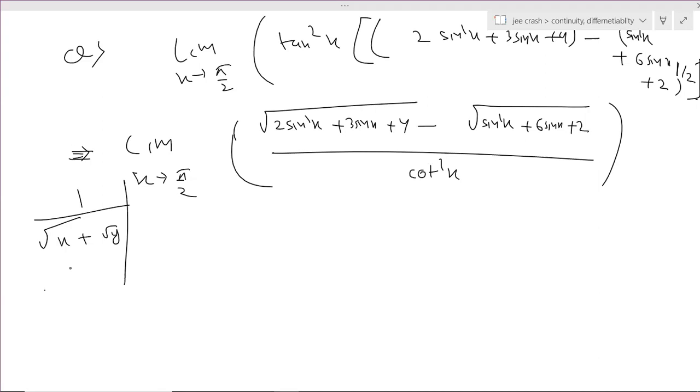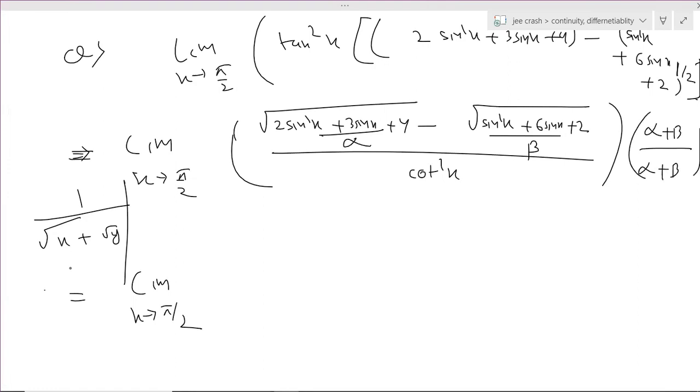Yes, sir. So to rationalize this, we have to multiply with the same thing. Suppose this is alpha, this is beta. Then we have to multiply with alpha plus beta upon alpha plus beta. Yes or no? Yes, sir. So now the numerator becomes alpha square minus beta square. I'm not writing all the steps. All right. So the numerator becomes alpha square minus beta square.